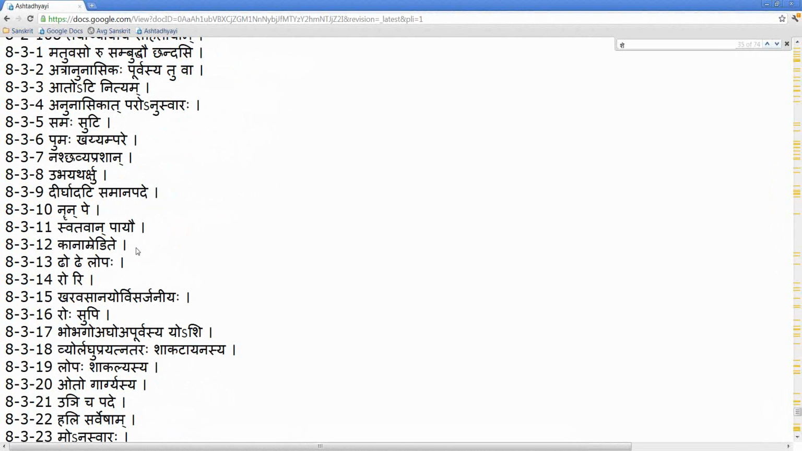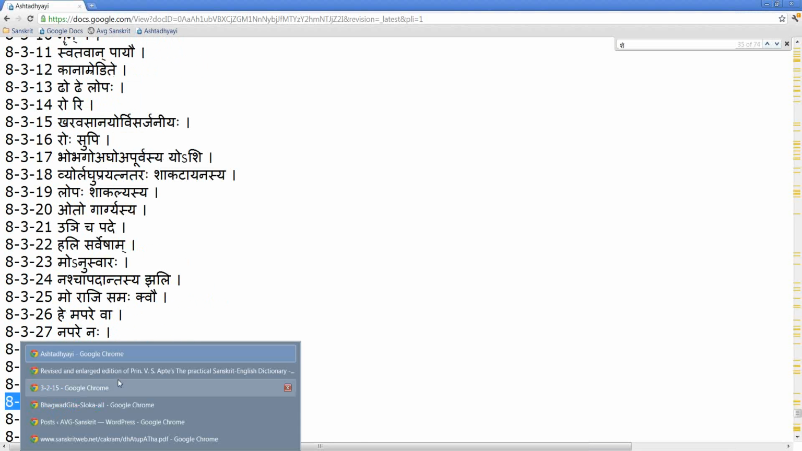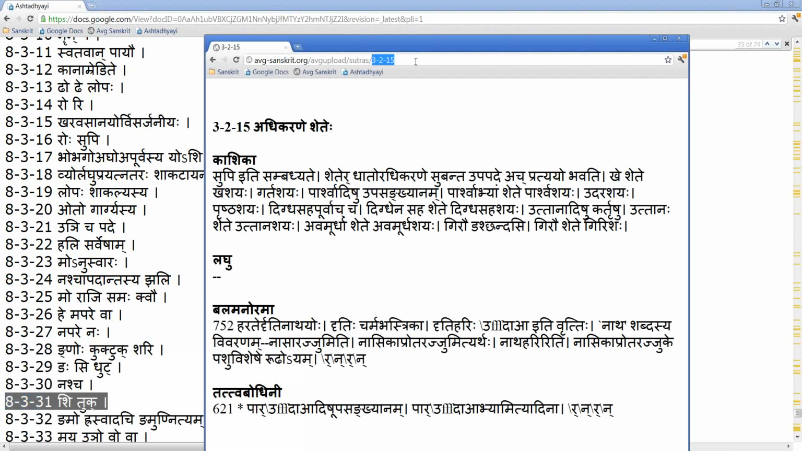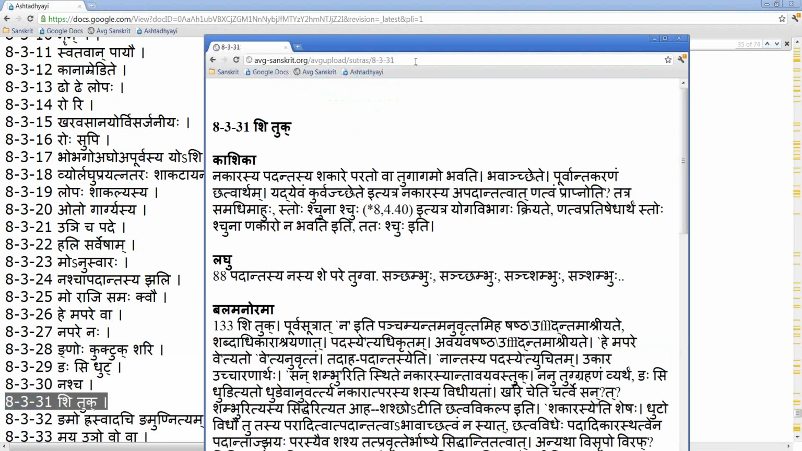I'm forgetting this sutram. Shituk, I'm sorry, Shituk, 8331. Shituk, not Shetuk. Shituk. So if you have nakara antam first, you can use 8331 along with this, it is sandhi karyam. So 8331 we can use: nakarasya padantasya nakarasya sheparata tukvasya.